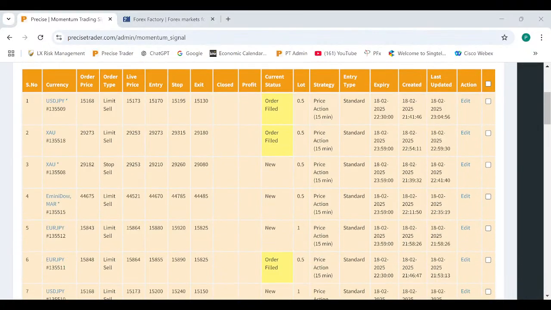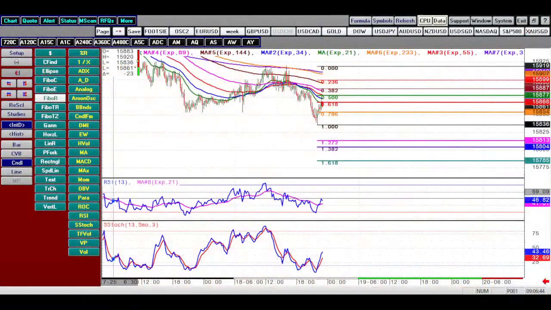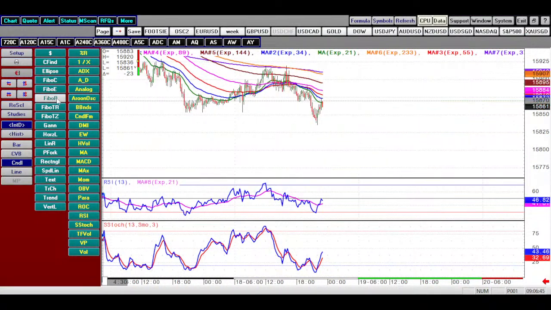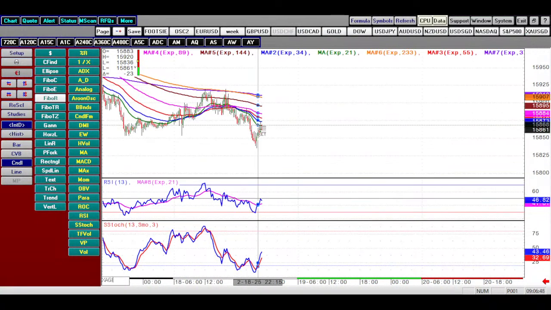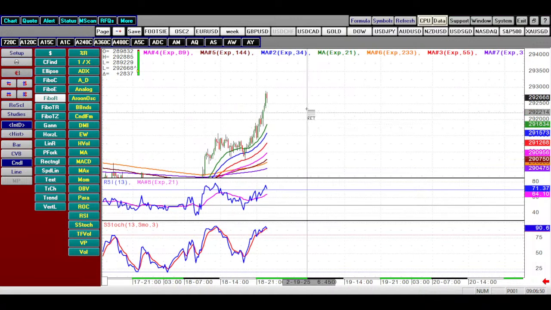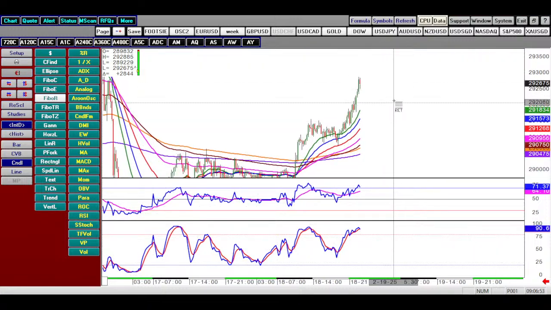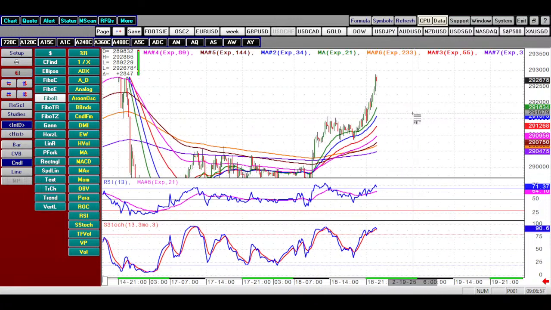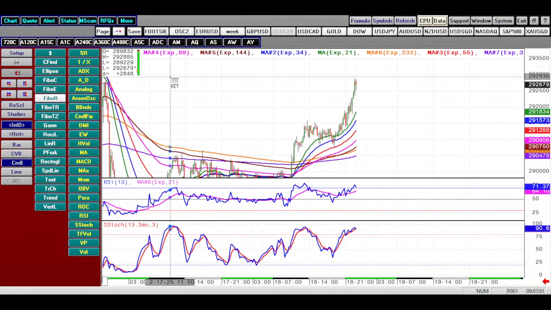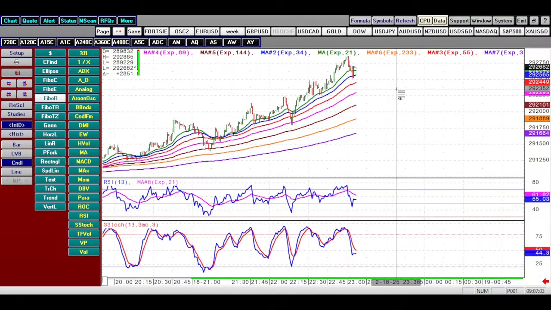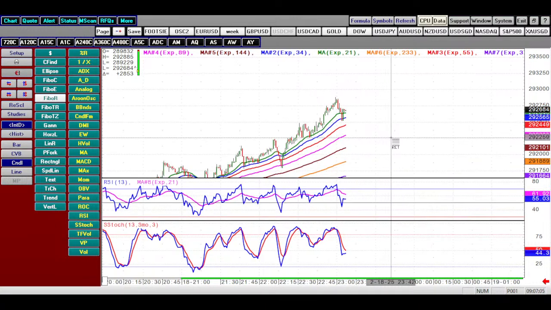Then the gold. Finally, the gold. Since I told you we already got stopped out, we have to be a bit careful on this. The only thing I can see is 22. Let me see on my system.